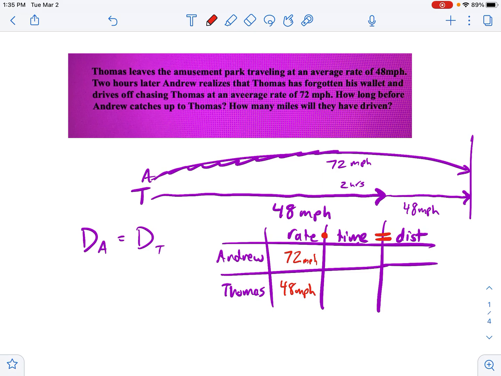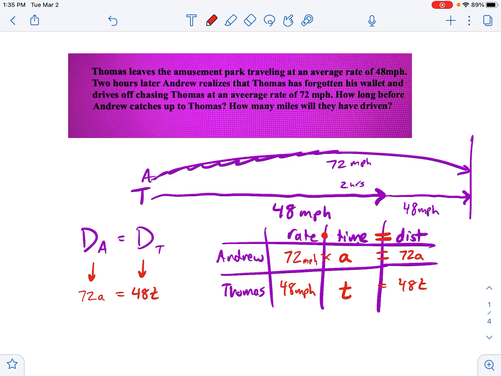Now the time is interesting. Let's call Andrew's time A and Thomas's time T. Because I have this in my label box, I don't need to write out that A is the time Andrew traveled, T is the time Thomas traveled. But I will have to relate those somehow. Now, the total distance, I don't know that, but I know rate times time is equal to the distance. So this is 72A, and this is going to be 48T. So the distance that Andrew went is 72A, and that's equal to 48T.